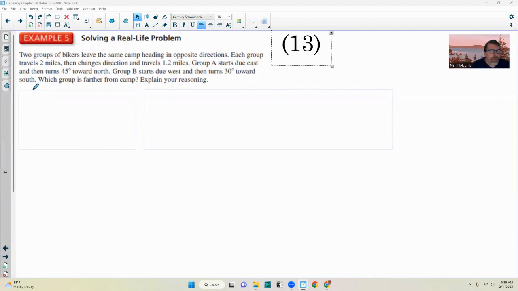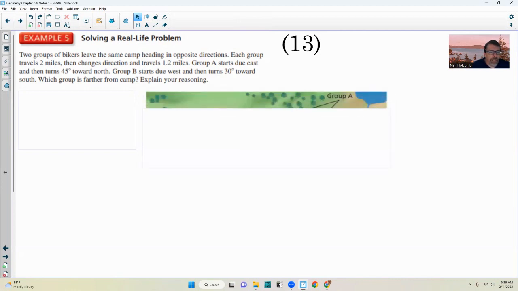Then they change direction and go 1.2 miles. Group A starts due east and then turns 45 degrees towards north. Group B starts due west, then turns 30 degrees towards south. Which group is further from camp?